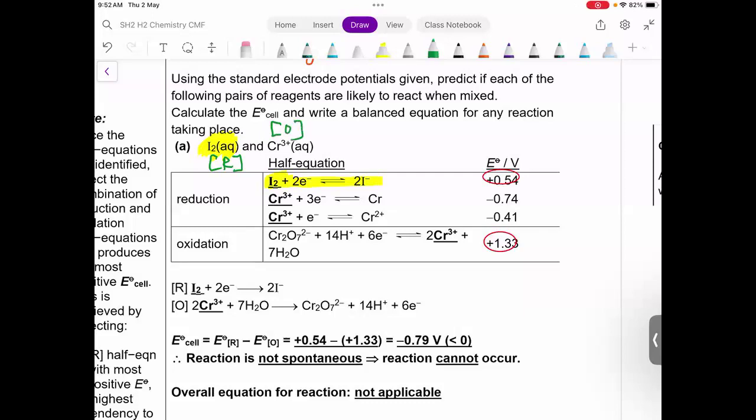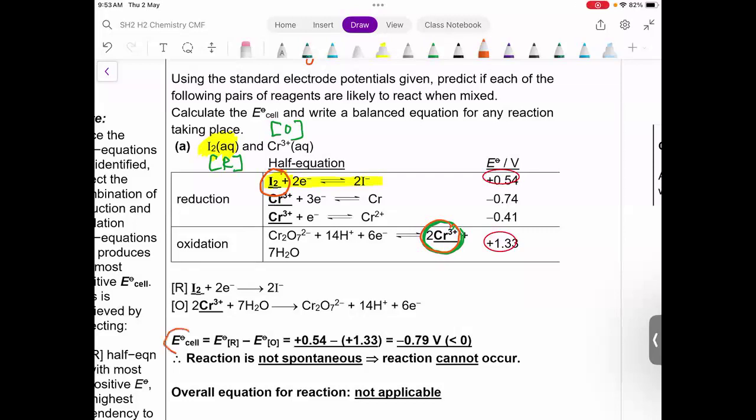Indeed, you are able to find chromium 3+ on the right side in one of the half equations. Now you have two species appearing on the opposite side of the equation. That is the first criteria: they must be on the opposite side of the half equation. Iodine on the left side, chromium 3+ on the right side, so it satisfies the first criteria. So we need to check the second criteria.